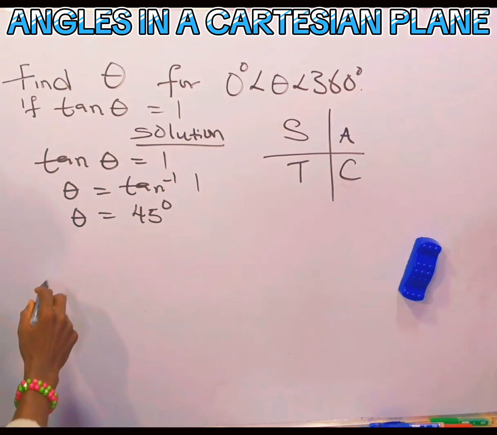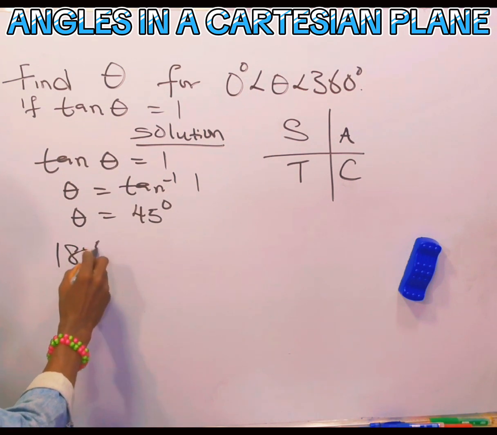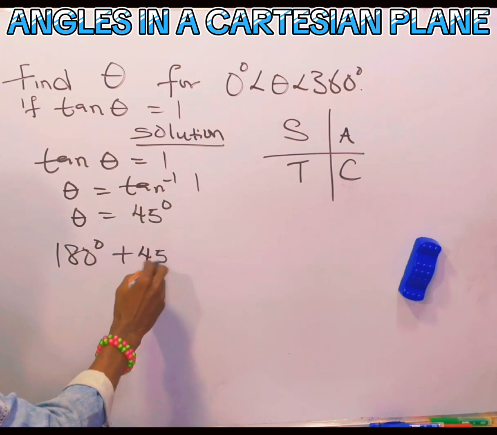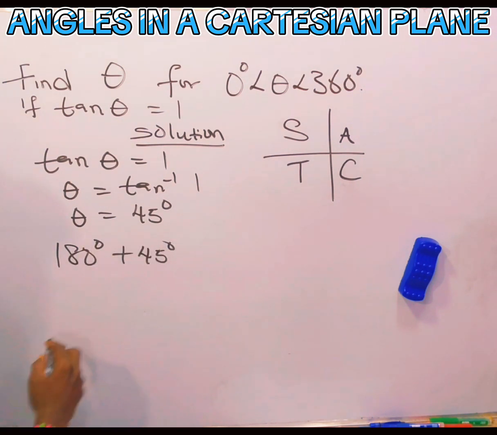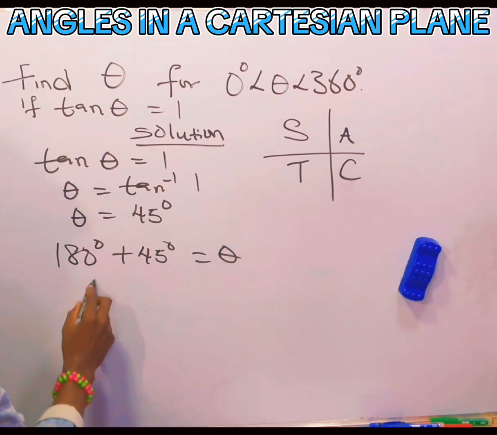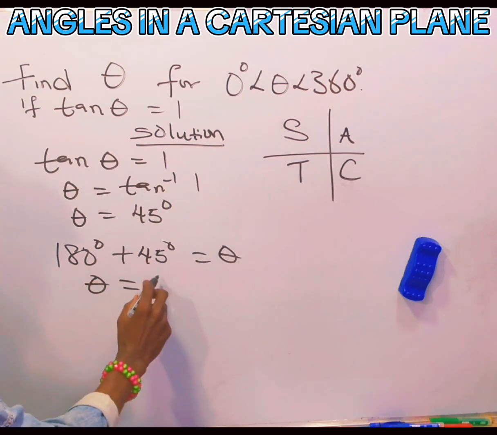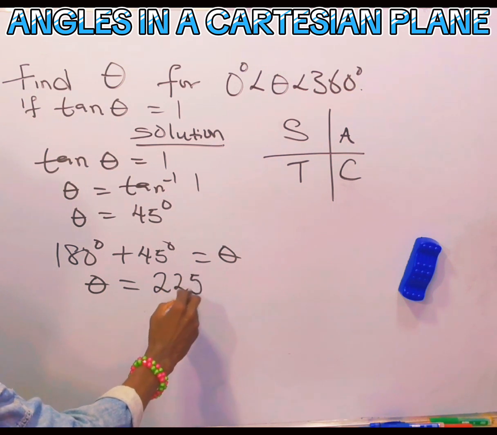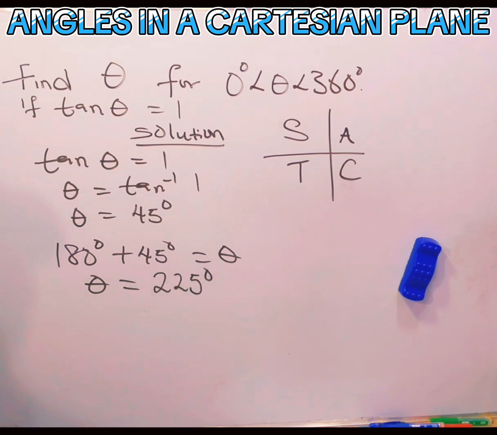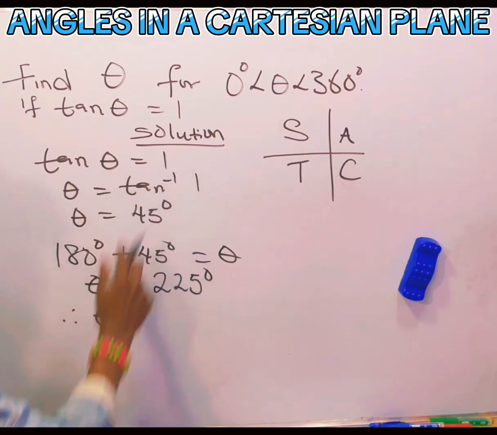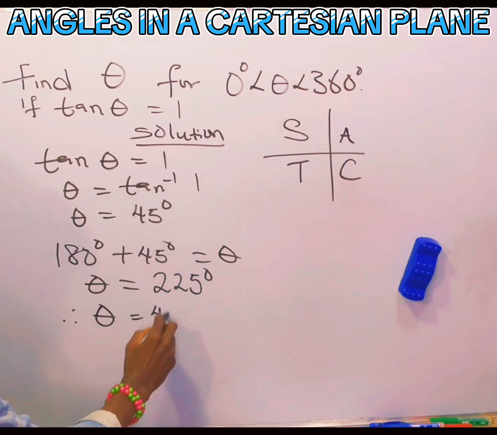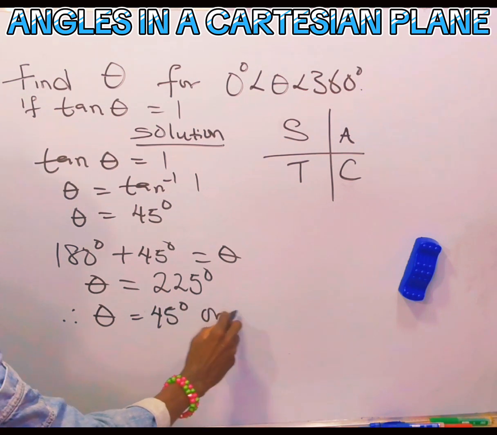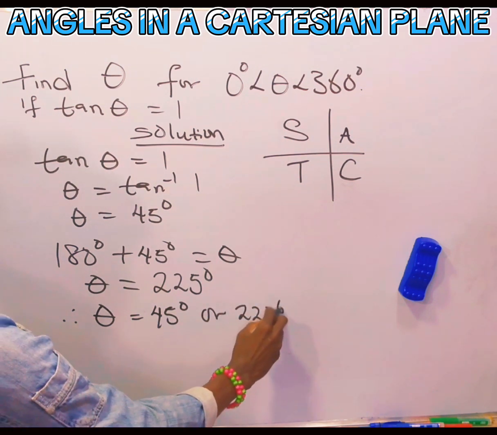Now, to get the value of theta on the third quadrant, we simply say 180 degrees plus 45 degrees, which is equal to our theta. Now, our theta will now be 225 degrees. Therefore, our values of theta for tan theta equal to 1 are 45 degrees or 225 degrees.